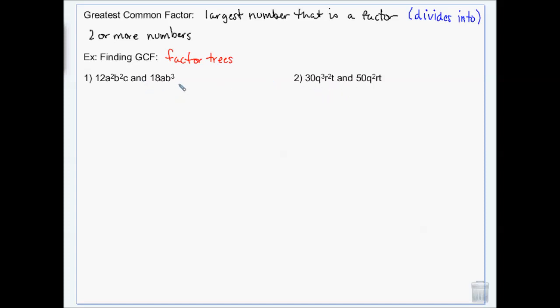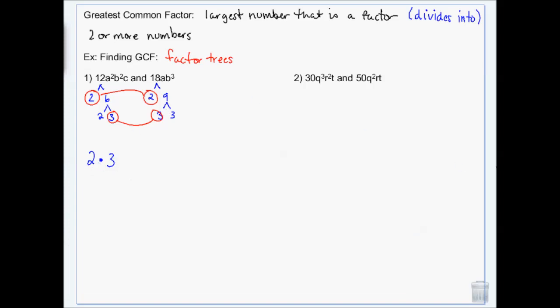Sometimes it's easy to see it and sometimes it's not. That's why I'm going to teach you the factor tree method. So what we do is I'm going to factor 12 and I'm going to factor 18. Okay. And then I look at all of the numbers that match between the two. So I have a 2 that matches and I have a 3 that matches. Do they go away? No, I write those down.